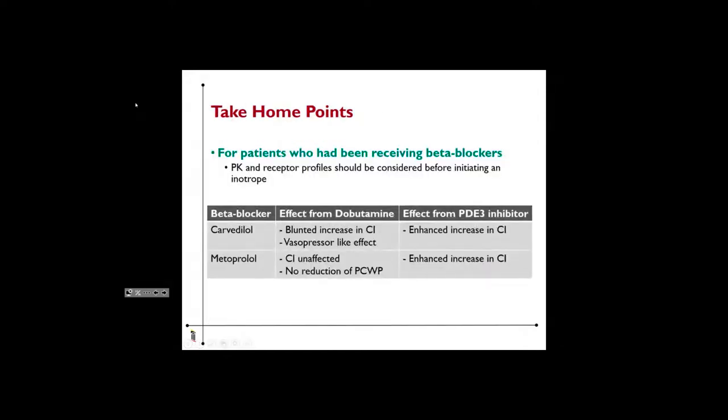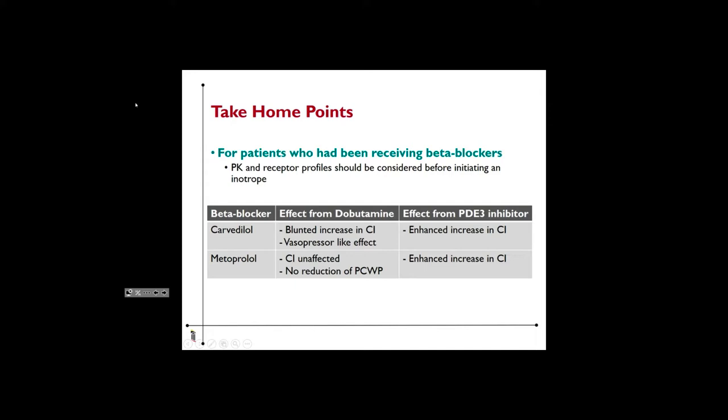So kind of take-home points from all of those hemodynamics. For patients who have been receiving beta blockers, pharmacokinetic and receptor profiles should be considered before initiating an inotrope. And if you are initiating dobutamine, if they were on carvedilol, you might get this blunted increase in cardiac index and potentially even a vasopressor-like effect. Metoprolol is kind of unaffected.